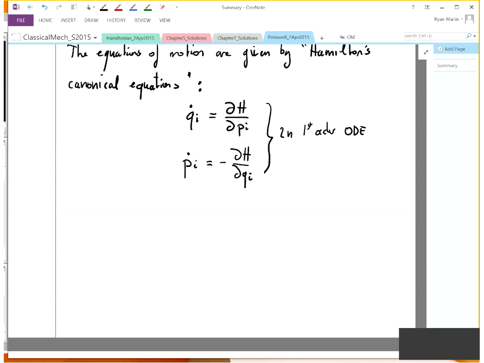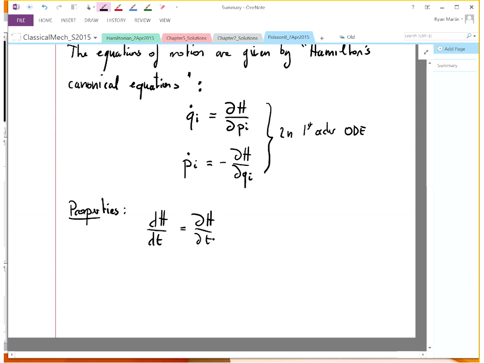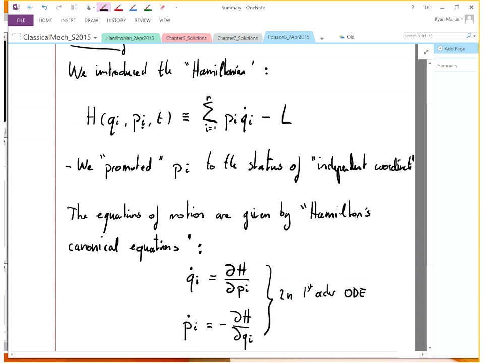So some very interesting properties of the Hamiltonian. And one of them was that, well, let me just write properties. For the Hamiltonian, the total time derivative of the Hamiltonian is equal to its partial time derivative. That's not true in the Lagrangian. And it's not obviously true in the Hamiltonian either, right? Because even if the Hamiltonian doesn't depend explicitly on time, it depends implicitly on time, because the Hamiltonian is a function of q_i and p_i, which themselves are functions of time.